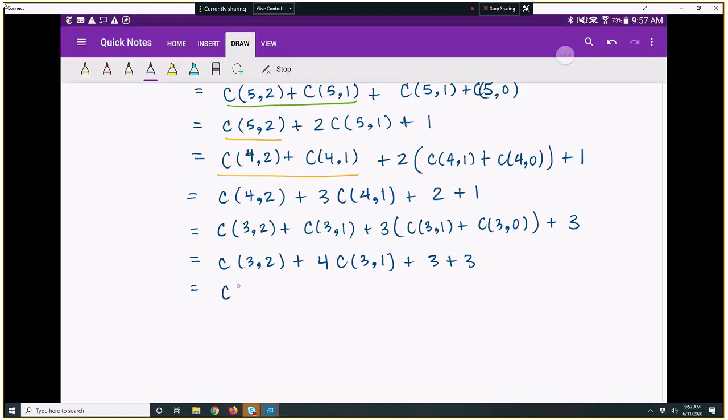Now 3 choose 2, I can replace this by 2 choose 2 plus 2 choose 1. And 3 choose 1, I can replace it by 2 choose 1 plus 2 choose 0. And I have plus 6 out here.